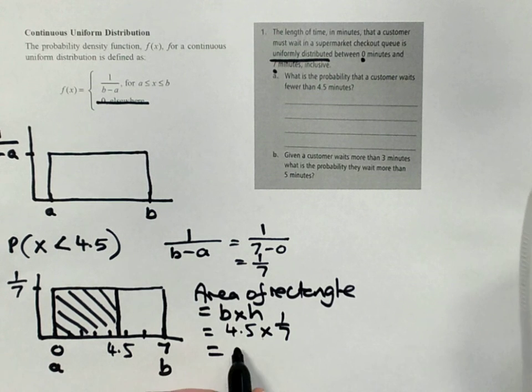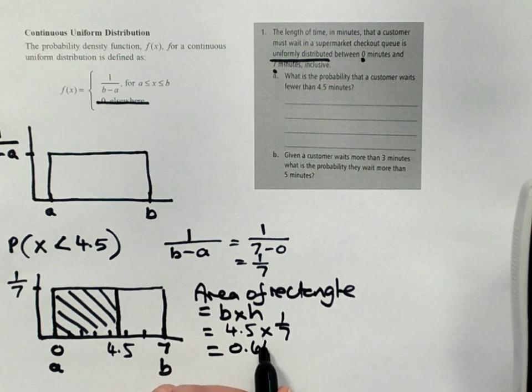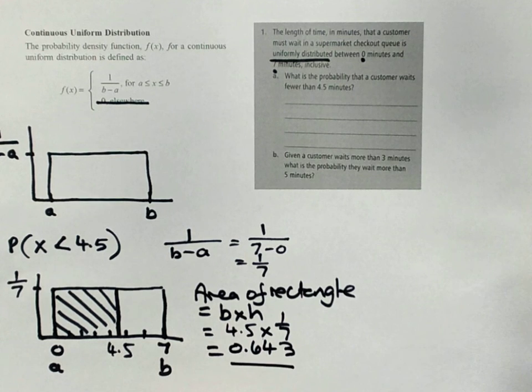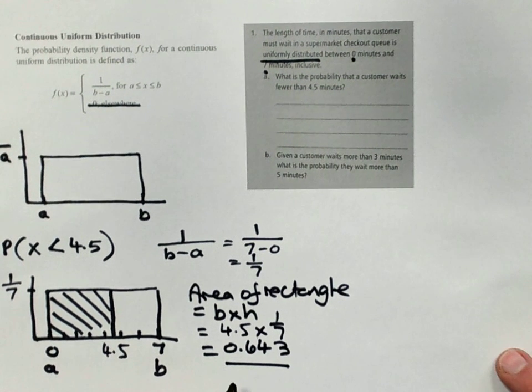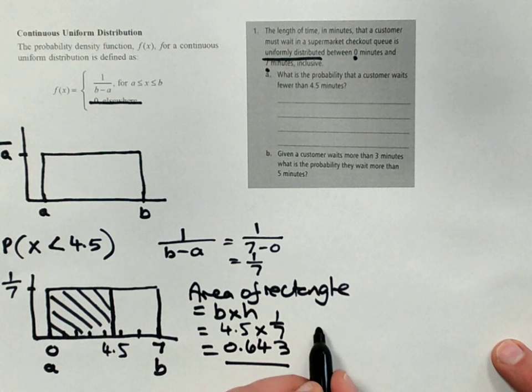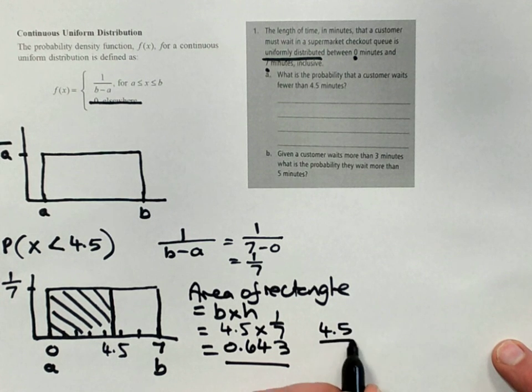And so the answer comes out to be 0.643. You could have maybe just looked at the rectangle and said what fraction of this whole rectangle is shaded. Well, altogether there's 4.5 parts shaded out of 7 altogether, and that gives you the same answer.